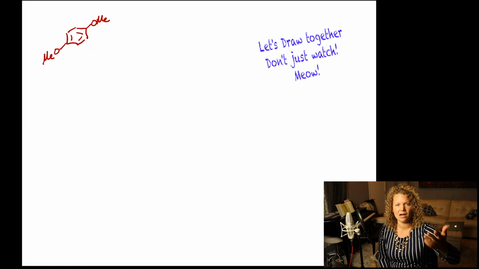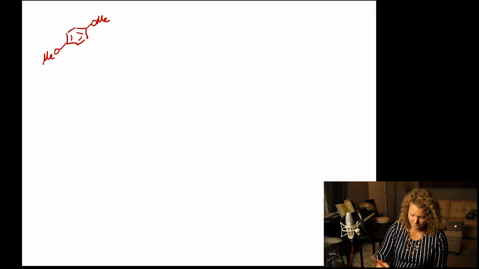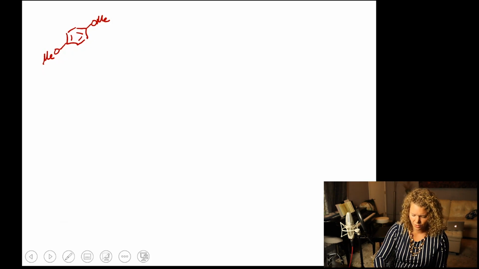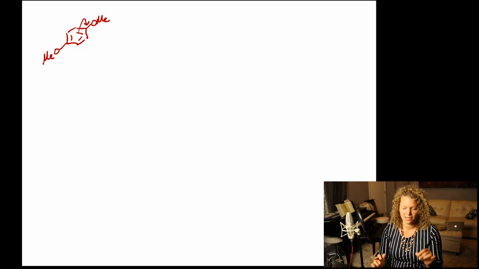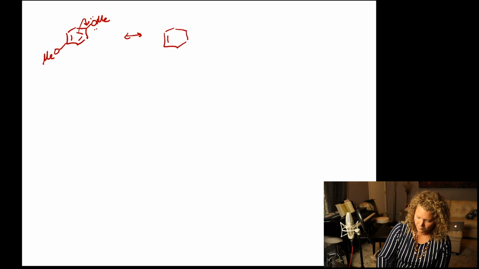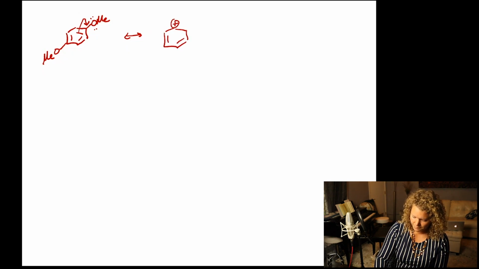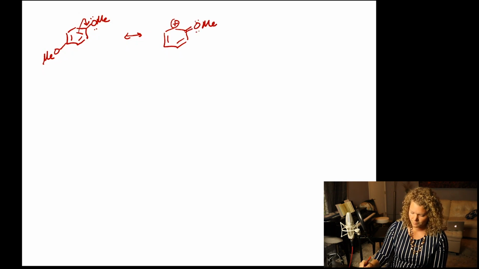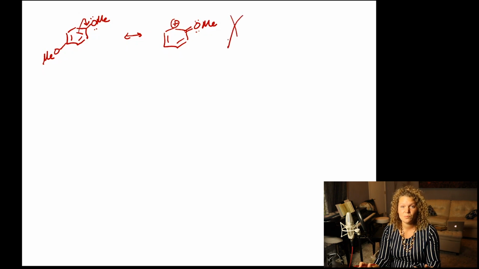Now, initially, we talked about how oxygen is an electron withdrawing group. What if we did look at this as an electron withdrawing group? We have a double bond in our aromatic ring. We can push it to make a carbon-oxygen double bond here. This would be incorrect.